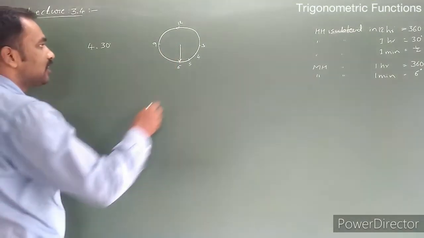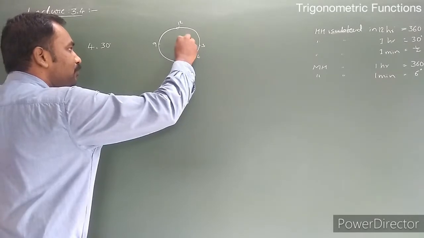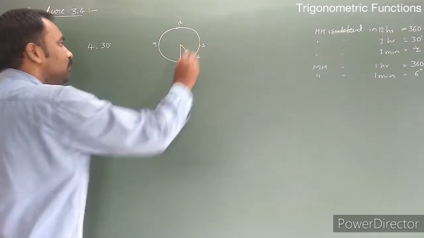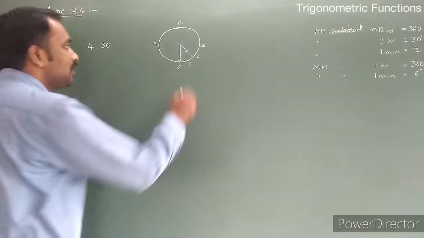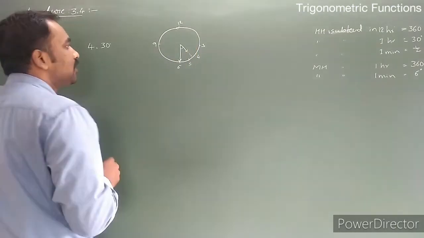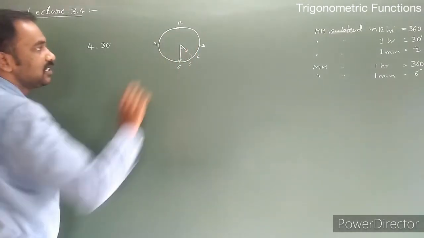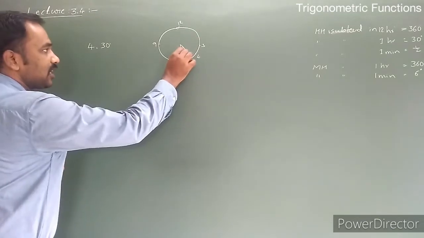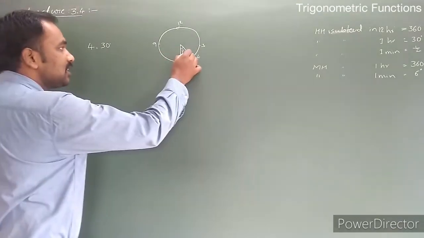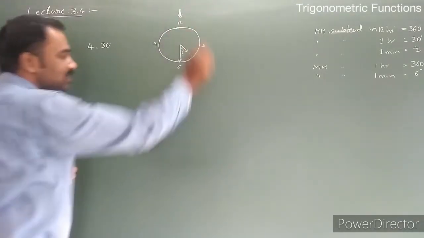And where is the hour hand? The hour hand is in between the 4 and the 5. What is the angle between the minute hand and the hour hand? This is the angle we are required to find. How to find this angle? The reference point is 12.